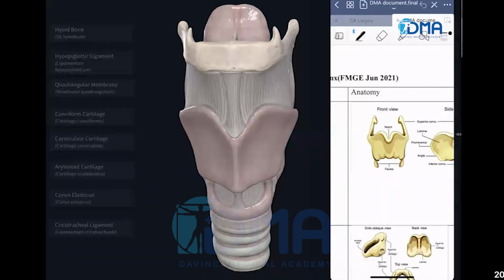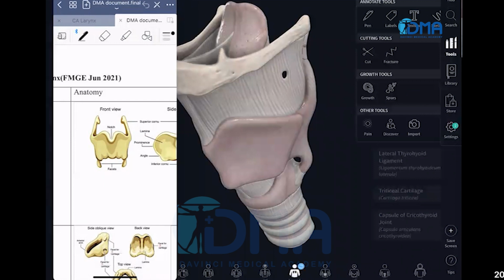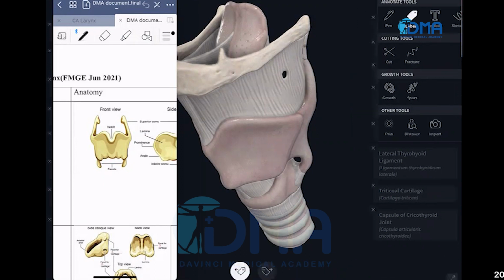This one is the anterior view of the larynx. First, I label the parts of the larynx one by one. Then we'll start with the cartilages of the larynx. Okay. First, I label one part.